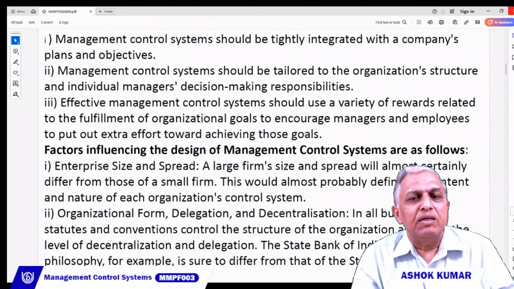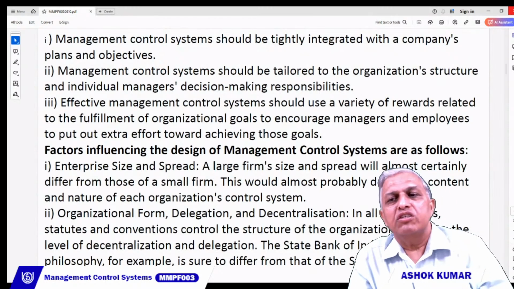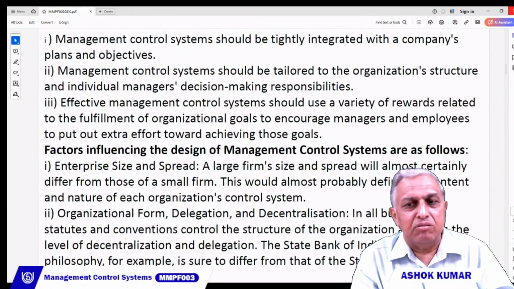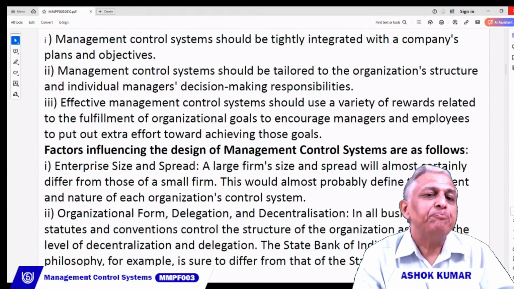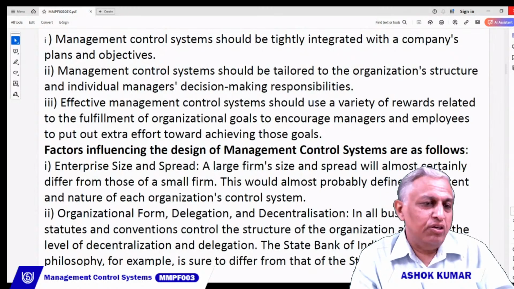Third, an effective management control system should also use a variety of rewards related to the fulfillment of organizational goals, to encourage managers and employees to put out extra effort towards achieving those goals. When you are putting a control system in place, you also have to encourage members, managers and employees to put in extra effort if they are falling back, so that at least the goals can be achieved.